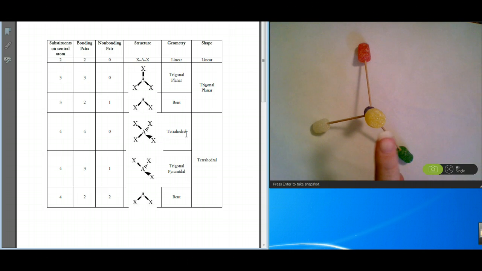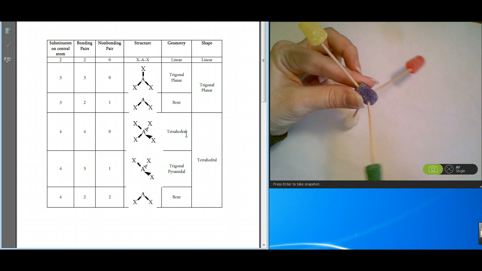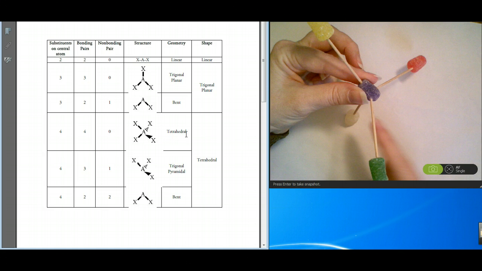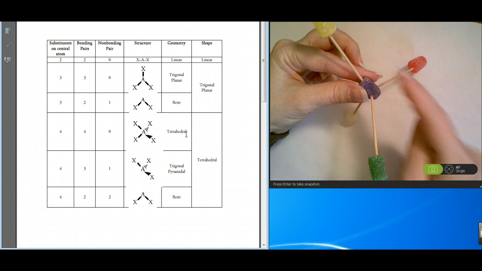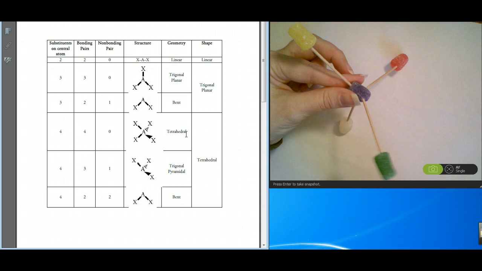As you notice, one of them is almost directly over the central atom. So let me show you kind of at an angle here. So now I've got 1, 2, 3, 4 bonds. All 4 bonds have a gumdrop. Let me get that. There we go. And so since that's the same, it's going to be tetrahedral.